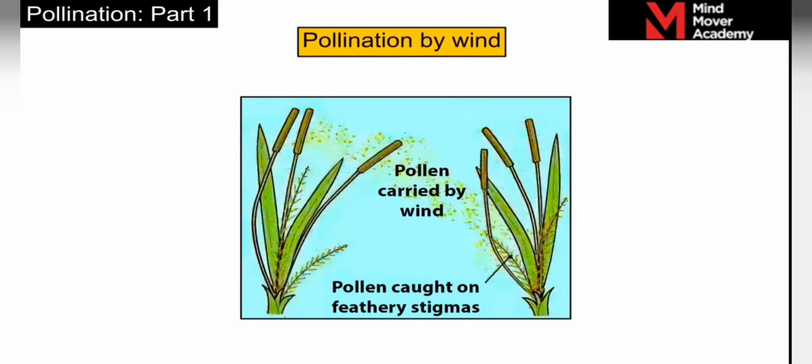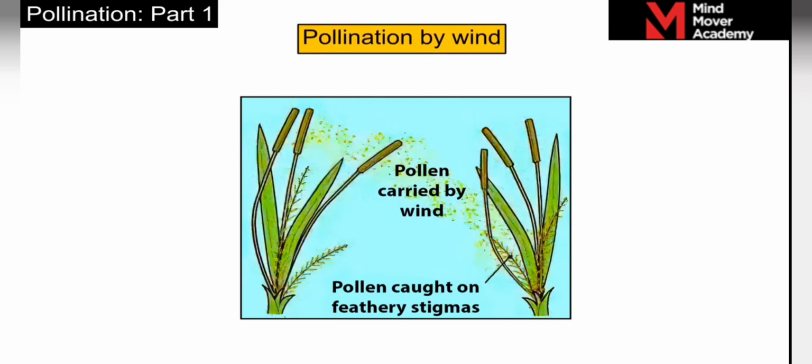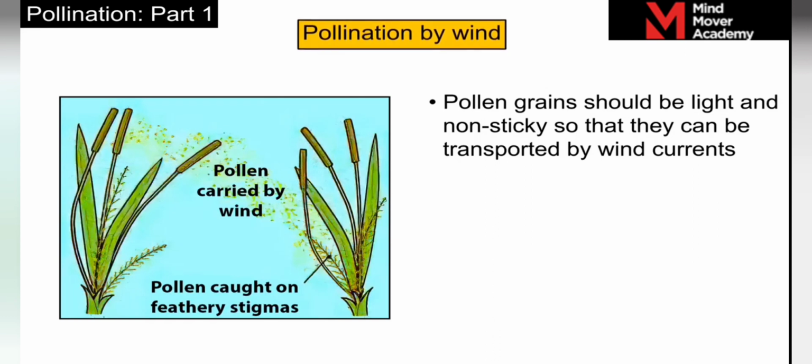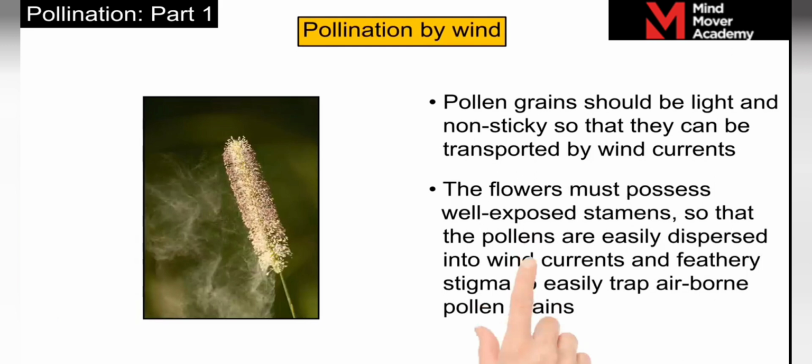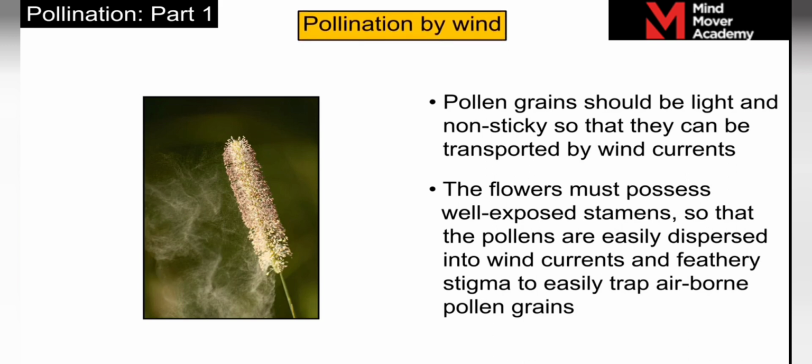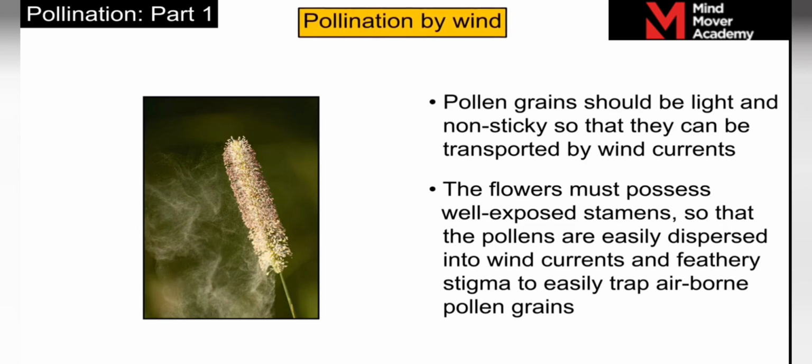Here are some requirements which are to be fulfilled for the process of pollination by wind. Number 1. Pollen grains should be light and non-sticky so that they can be transported by wind currents. Number 2. The flowers must possess well-exposed stamens so that the pollens are easily dispersed into wind currents, and large, often feathery stigma to easily trap airborne pollen grains.